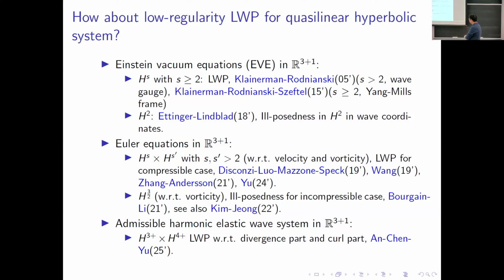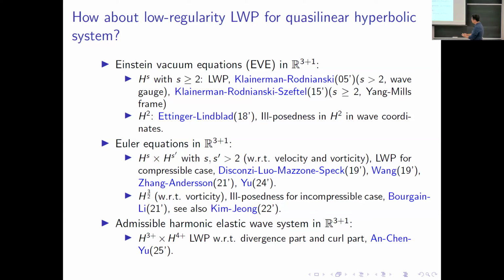In particular, if we consider the vorticity, there is an interesting connection to incompressible fluids. We don't see this connection explicitly, but it's a weak connection: in the incompressible fluid community, with respect to the vorticity, there is H3 ill-posedness. This was first proved by Bourgain and Li, and later revisited, giving another proof, by Kim and Zhong.